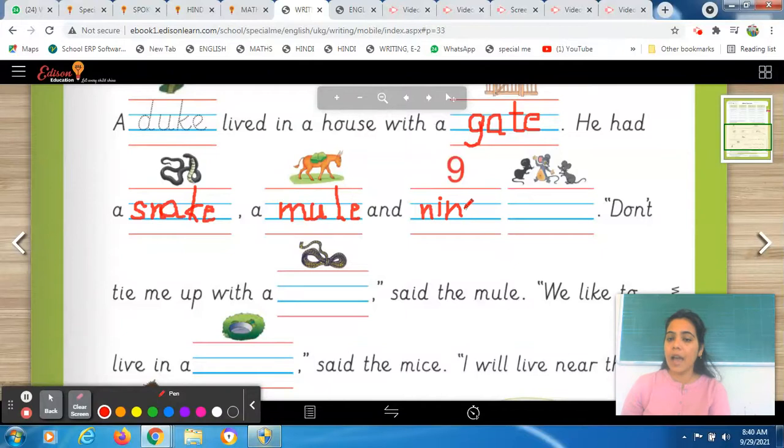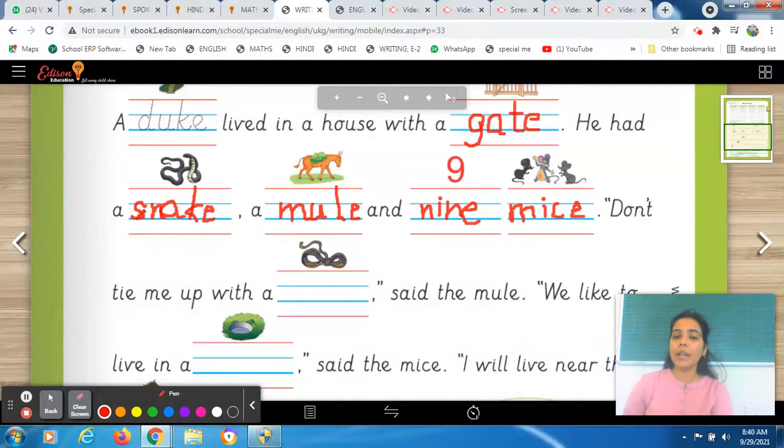N-I-N-E, 9. Now the next picture, look here. What is this? This is mice. What is it? Mice. Let's write: the M sound comes from M, ice. See, the I sound comes from I-E. So we will write I-C-E, mice. Is that clear to you, everyone?